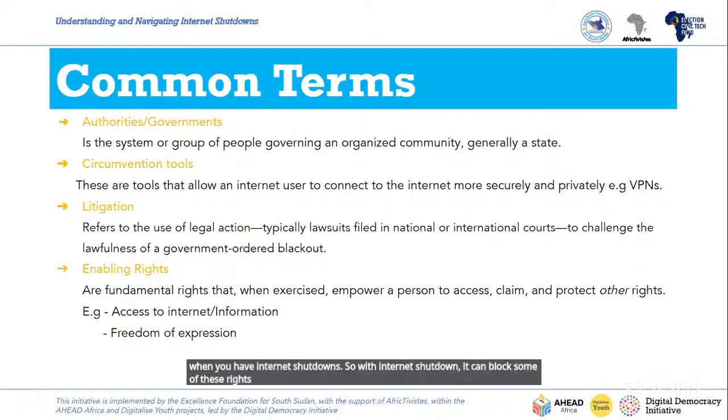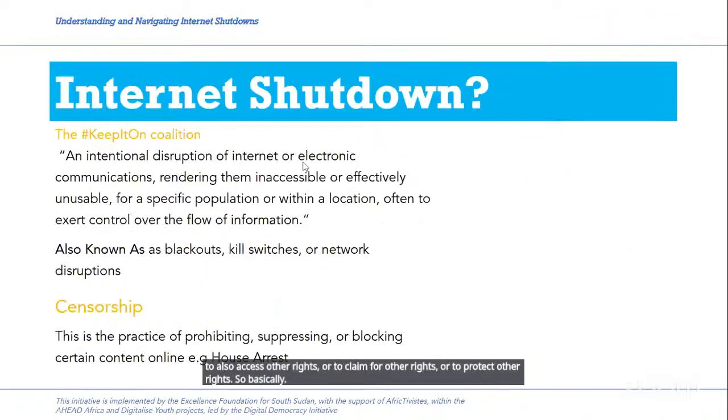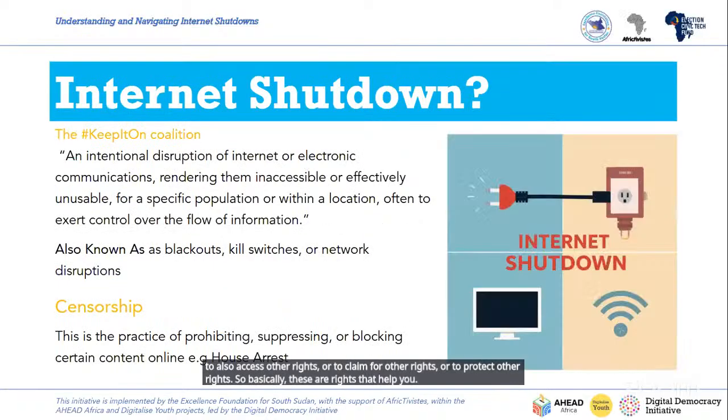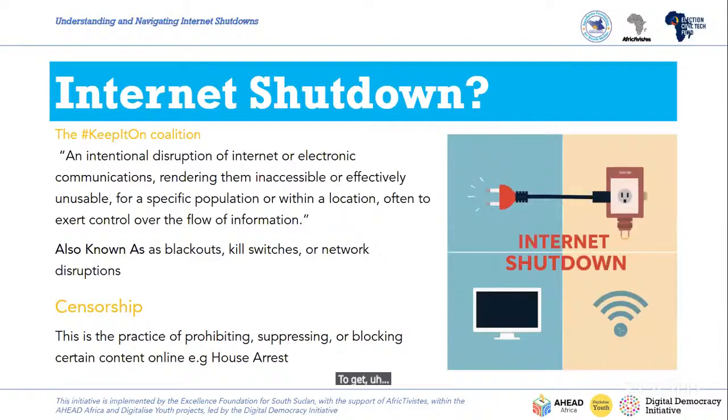When you have things like access to internet or information, then it can allow you to also access other rights, or to claim other rights, or to protect other rights. So basically, these are rights that help you to get access to other rights that you have. So what is internet shutdown?